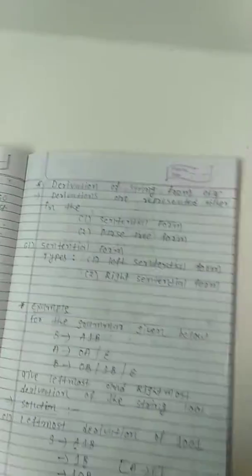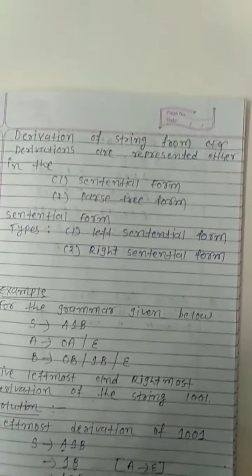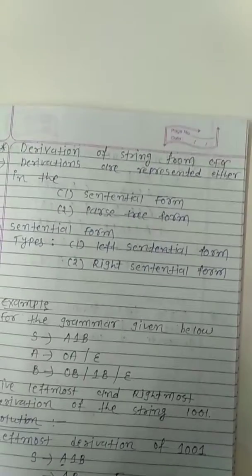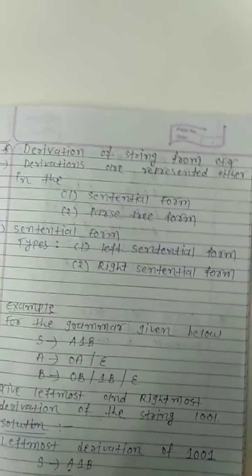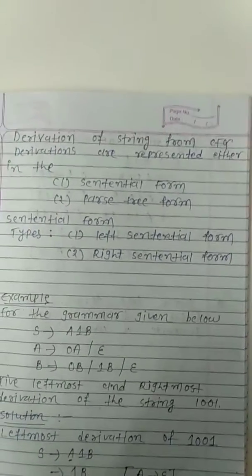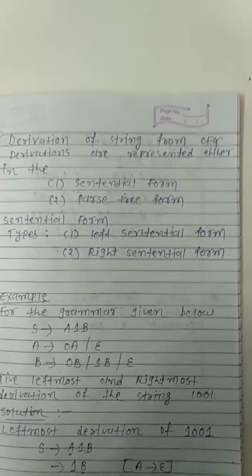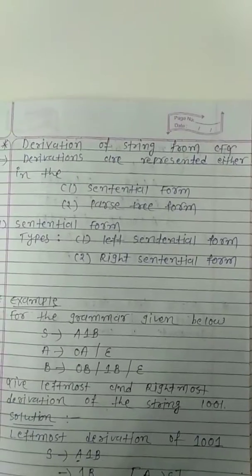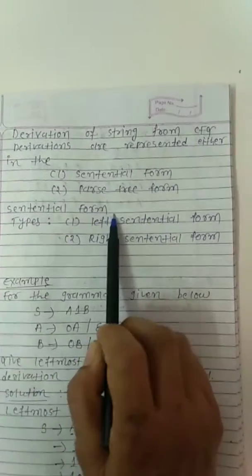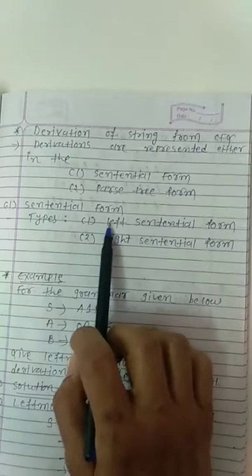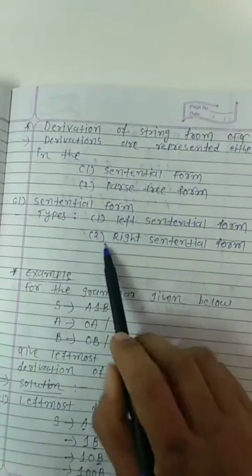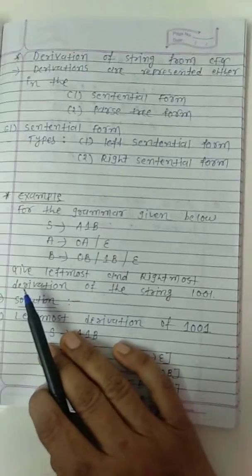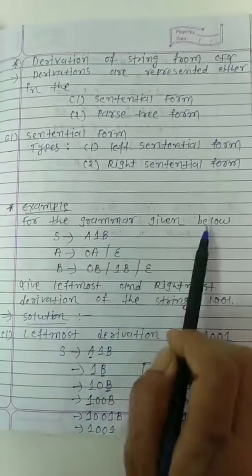Now, derivation of a string from a CFG. We can derive different strings from a particular CFG, and the derivations are represented either in the sentential form or the parse tree form. We will see these two types of forms one by one in our lecture. First of all, we will see the sentential form. The sentential form is of two types, left sentential form and right sentential form. We will see these two types of form by example. The example is given below.